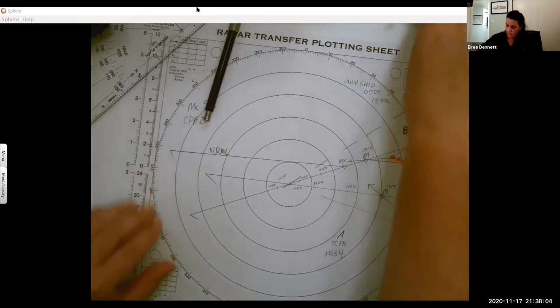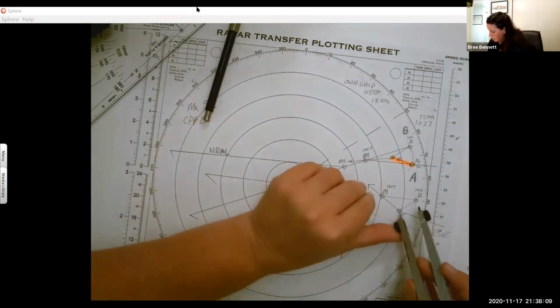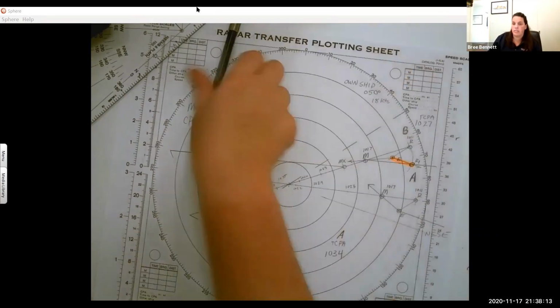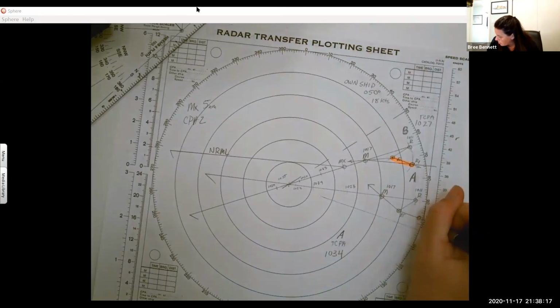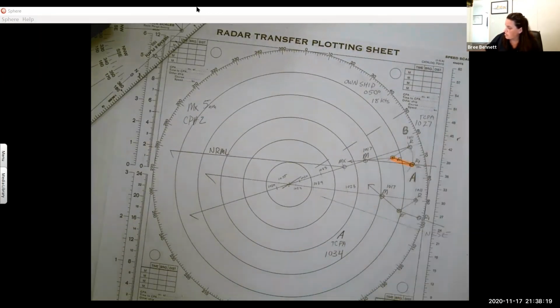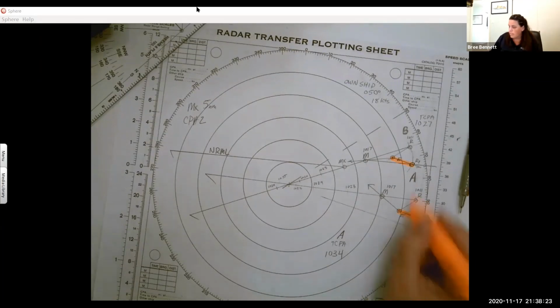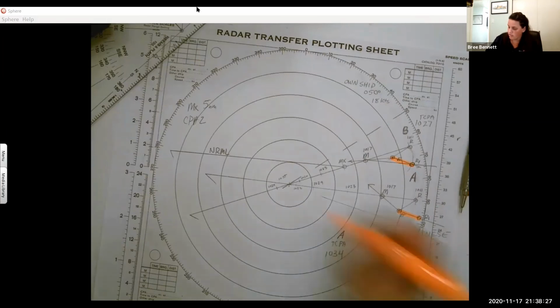And I have my same 18 knots. Yep, it's still here. 18 knots. This is my R prime. So these lines are the same. My E to R prime is my new course.